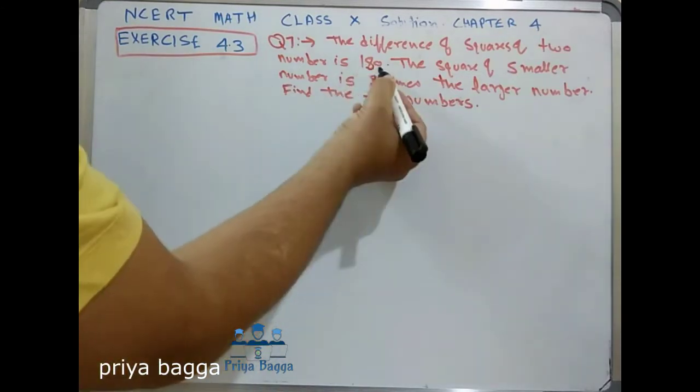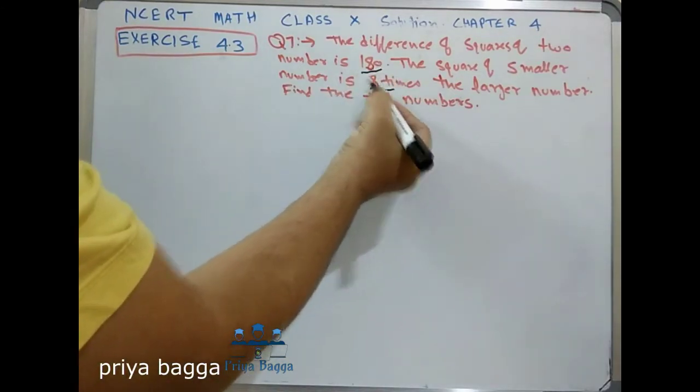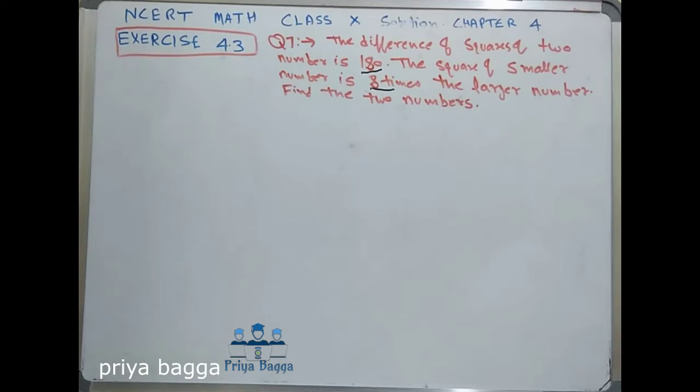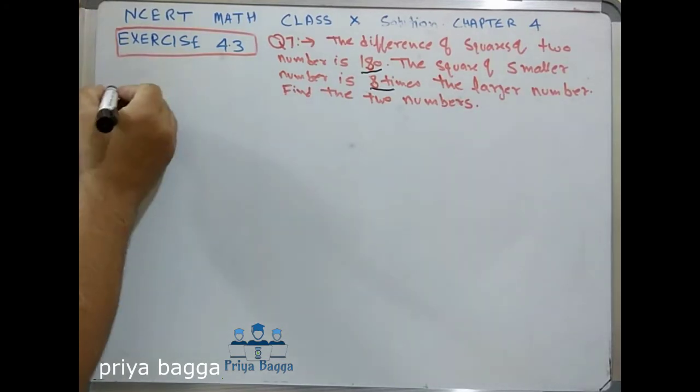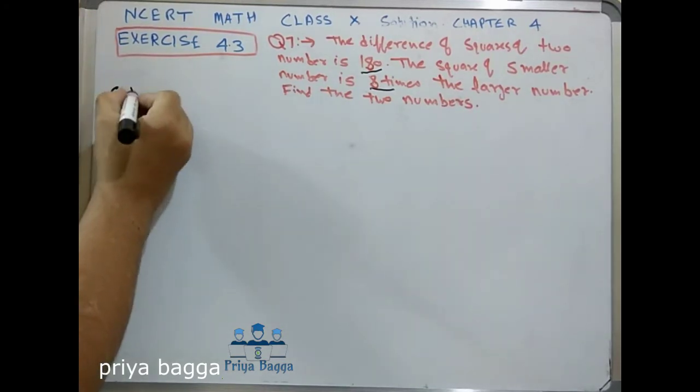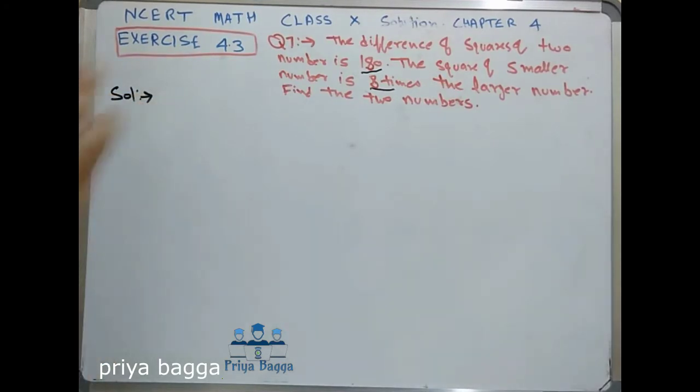Okay, so this 180 and this 8 times, these are two important figures. Now this question is very tricky. If this question comes in the exam, it will be very tricky, so listen very carefully. So now we will solve this. The solution is, we will assume one of the numbers.